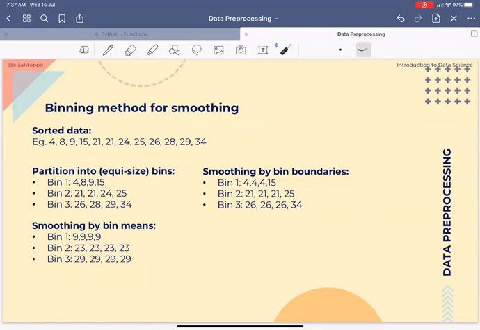We can also do this. We can take the first two numbers and take it to the lower value, next two numbers and take it to the higher value of the range. That would also do binning by boundaries. So what these methods would do is they would remove the noise from the data.